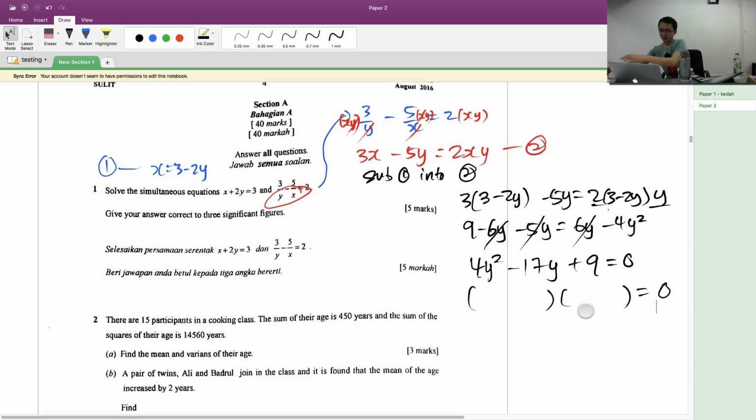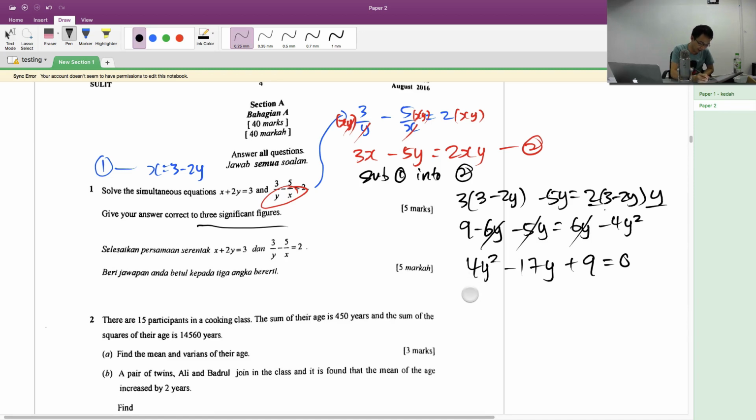Let me just double check the answer, because most of the time when we do simultaneous equations we should get whole numbers, but over here we actually get decimals, so I guess something is wrong, or maybe this question is just decimal. Yes, it's just decimal. Why do I know it's decimal? Because it says give your answer correct to 3 significant figures. That means you should get decimals.